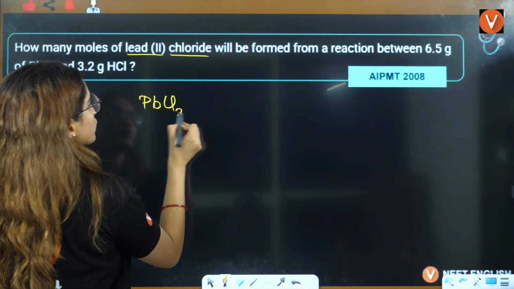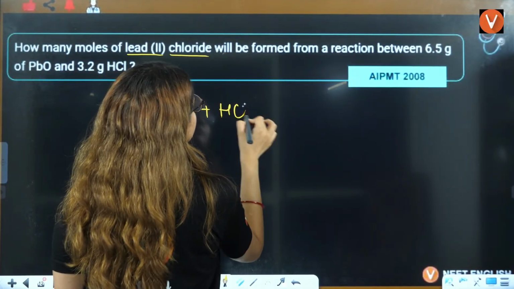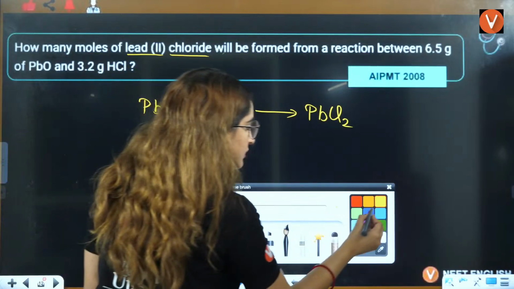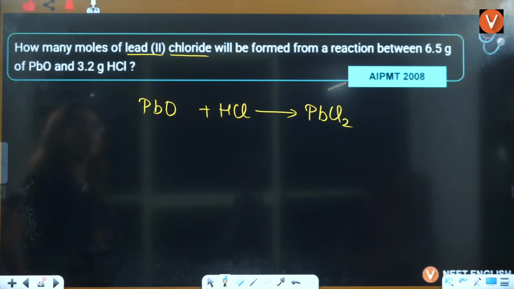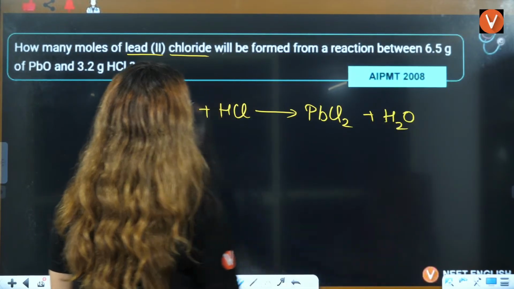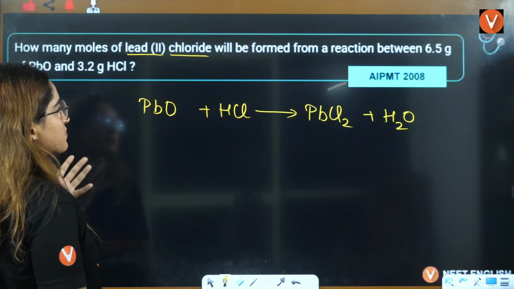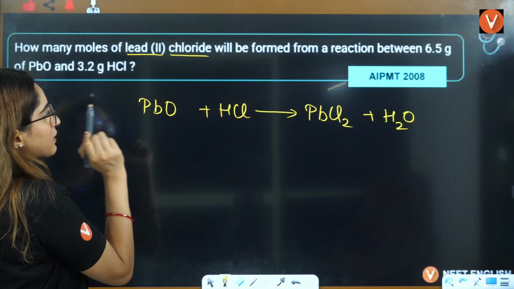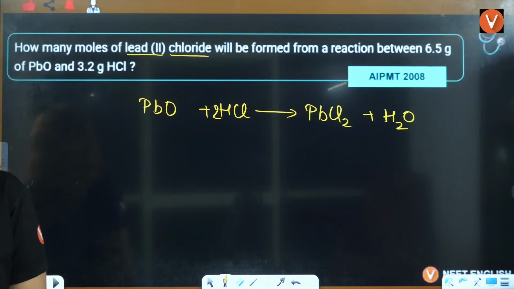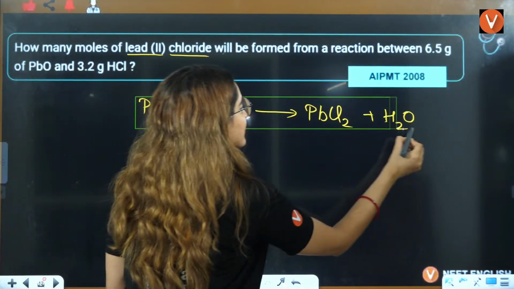Lead 2 chloride means PbCl2 will form from a reaction between PbO and HCl. That is what we are forming here. For that you need to tell me the balanced chemical reaction. H2O, water, is released here. This is kind of a displacement reaction. So Pb is 1, Pb is 1, Cl is 2, here also it needs to be 2. Oxygen is 1, oxygen is 1. Everything is sorted. Now you have written a balanced chemical equation.